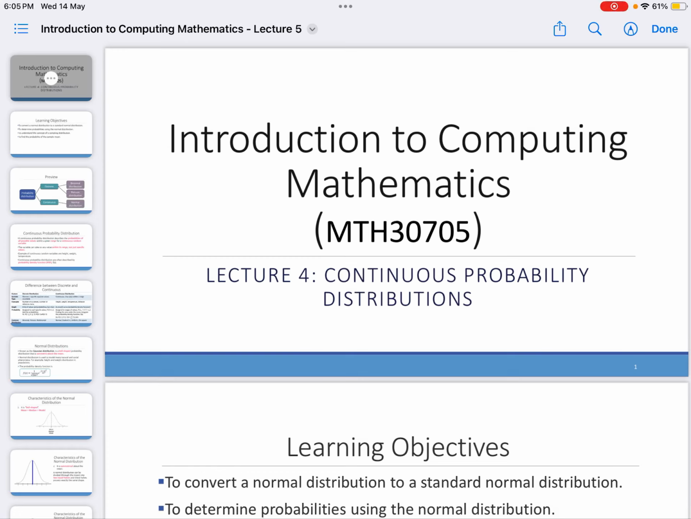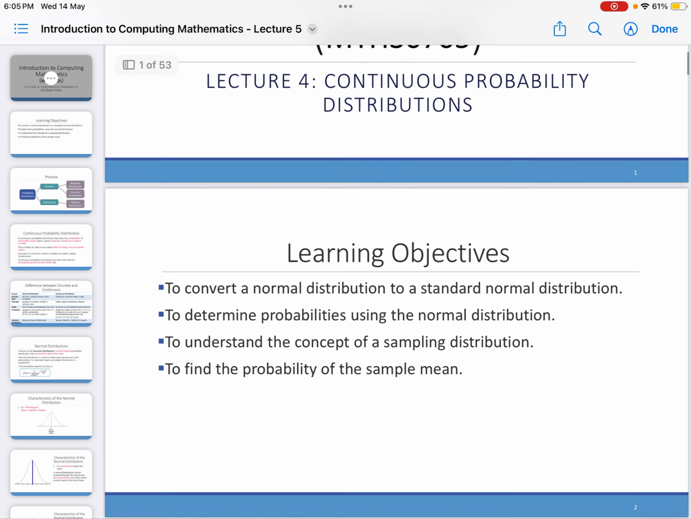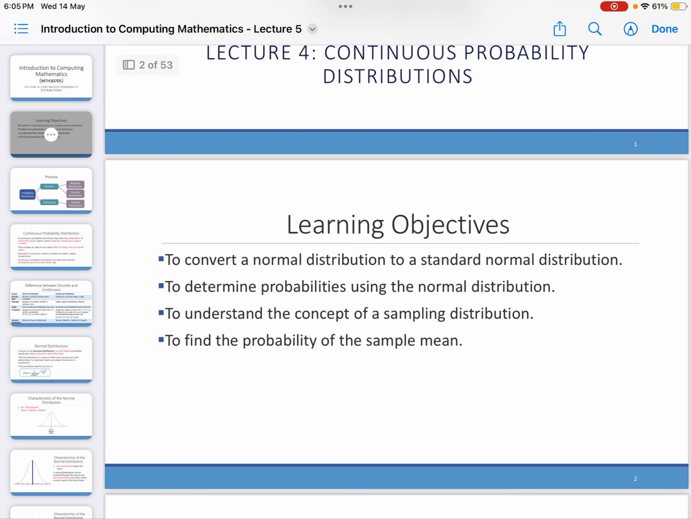Okay, hello everyone. So today we will learn about continuous probability distribution. The learning objective for today will be to convert a normal distribution to a standard normal distribution, and then next to determine probabilities using the normal distribution, to understand the concept of a sampling distribution, and lastly to find the probability of the sample mean.